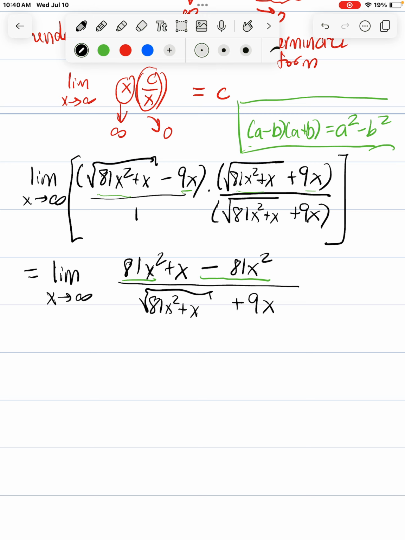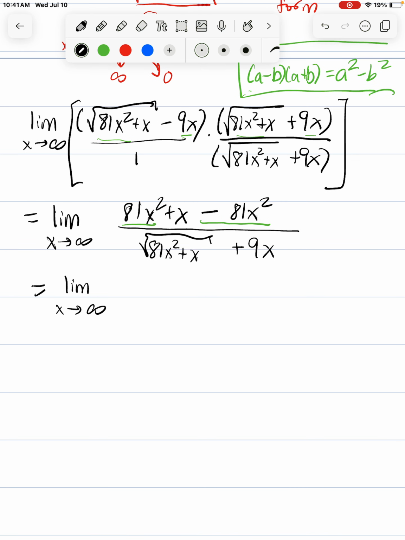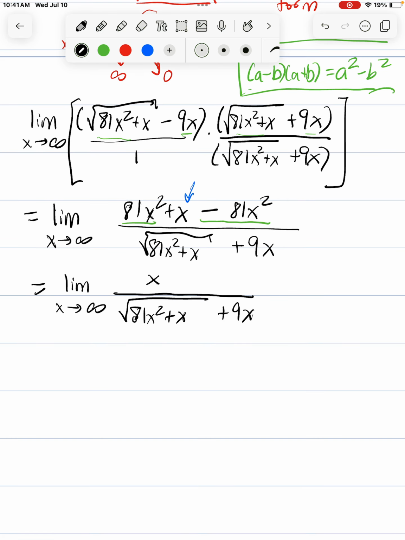So what do I have now? I have the limit as x goes to infinity of, so I have an x still on the top, right? There's this x term here. So I have x on the top, and then on the bottom, I have the square root of 81x squared plus x, and then plus 9x. Okay, now how do we find this limit? Well, you do the same as what we did before.